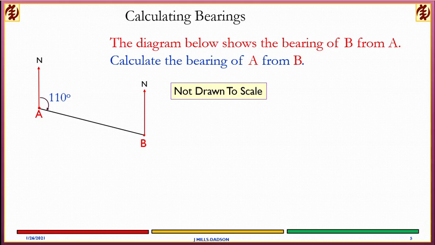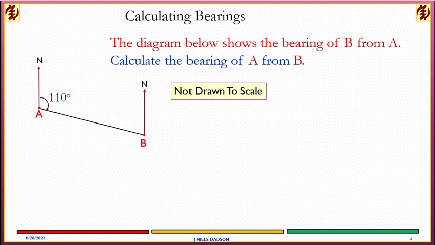The next one is co-interior or allied angles. Co-interior or allied angles add up to 180, and they form a C shape. So we're going to employ these angle facts to help us calculate. Whenever you see a calculation of bearing question not drawn to scale, you are not allowed to use a protractor. You're supposed to use your angle facts to calculate it.